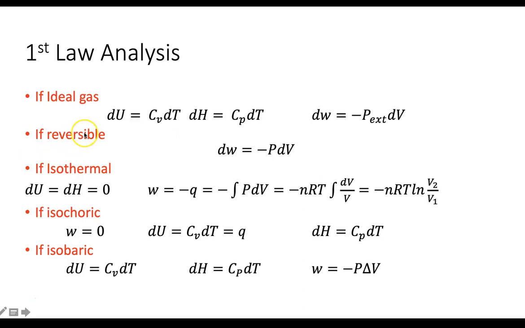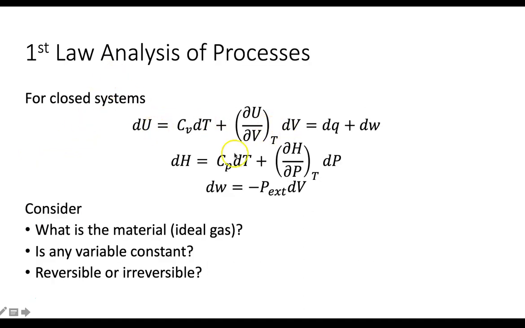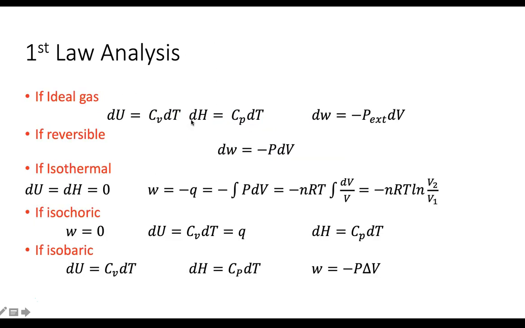So if we had an ideal gas, let's go back for a second. We have our expansion of dH and dU. And for an ideal gas, as you recall, the second part of the expansion of our internal energy change and our enthalpy change both went to zero, right? So those partial derivatives were zero. The change in internal energy is just Cv dT, and enthalpy is just Cp dT. The work doesn't change, it's still P external dV. If we do our process reversibly, now our work simplifies to minus P dV, where our external and internal pressure are the same.